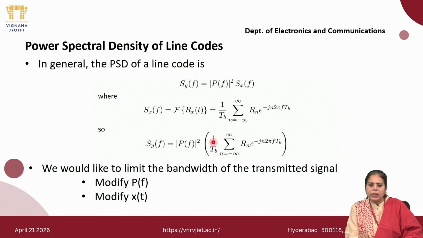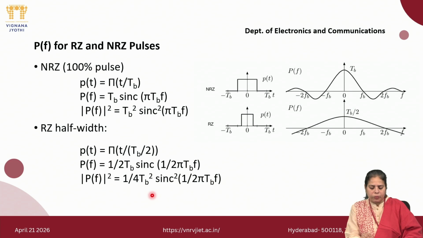Now, the power spectral density function Sy of f can be altered. I mean, we can limit the bandwidth of the transmitted signal by choosing or modifying our P of f, or we can modify it by using x of t. So we will see both cases, how the output PSD is modified by varying the pulse shape or by modifying the autocorrelation function of the input random sequence.